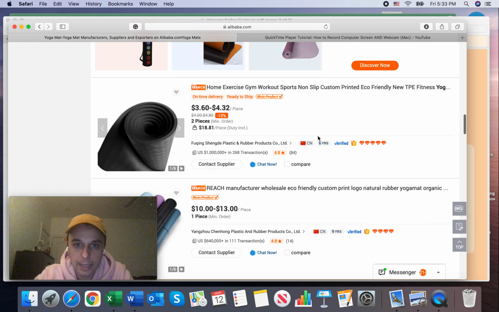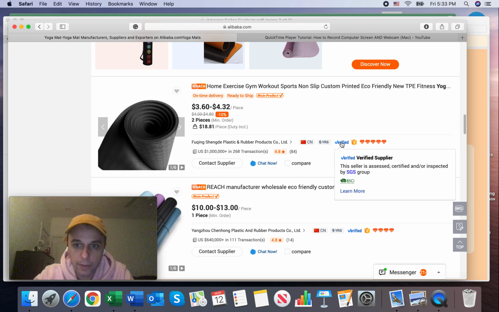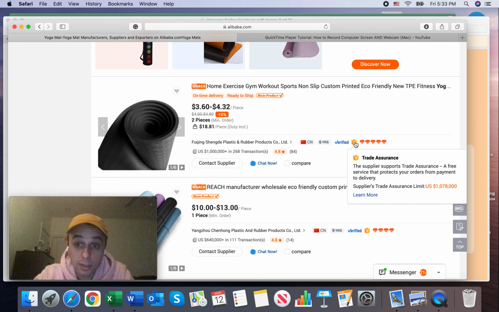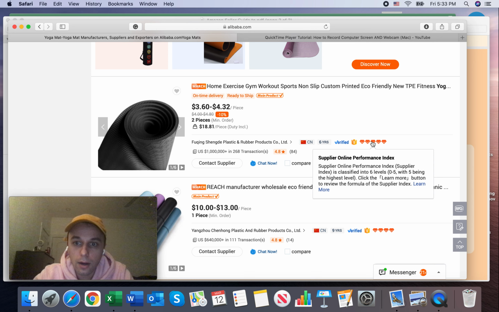Okay, these guys. Verified supplier, golden supplier, providing trade assurance up to $1 million in limit. So again, if you're going to buy up to 1 million, you're going to be reimbursed if something goes wrong. 5 diamonds, 5 stars in online performance index. This means this supplier is really active on Alibaba, replying to messages, working with the sellers. That's a very good sign.